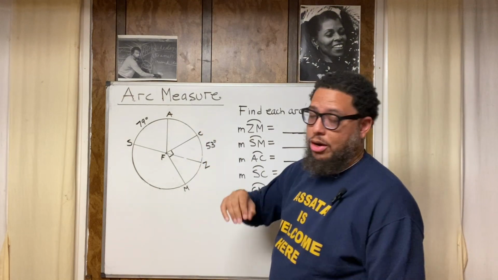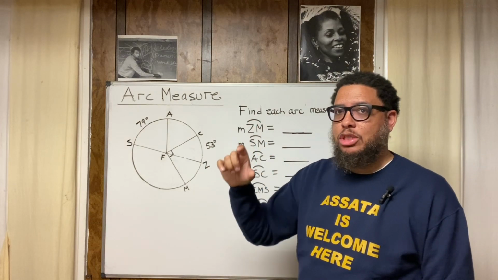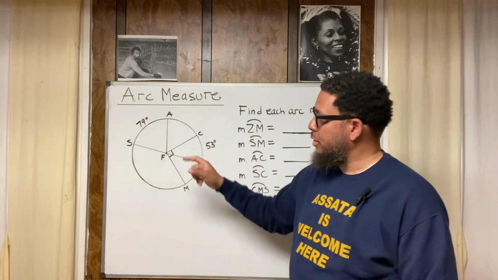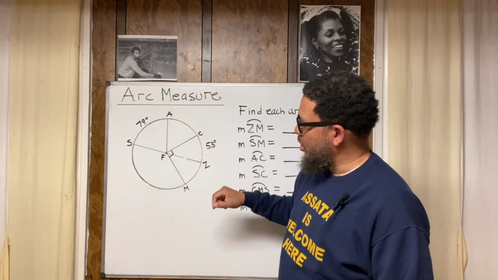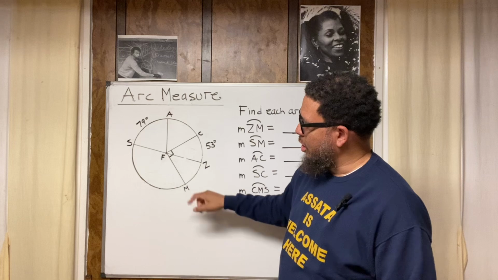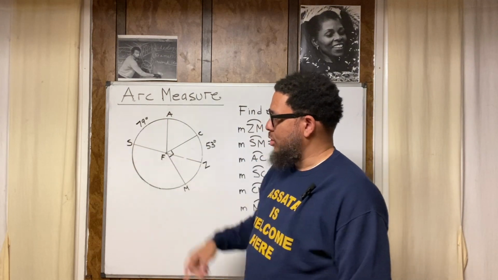All right. And now the arc of the whole circle is an arc, right? But it's broken into smaller pieces or smaller arcs. So from point A to point C is an arc. From point C to point Z is an arc. From point Z to point M is an arc. From point M to point S is an arc. And from point S to point A is an arc.